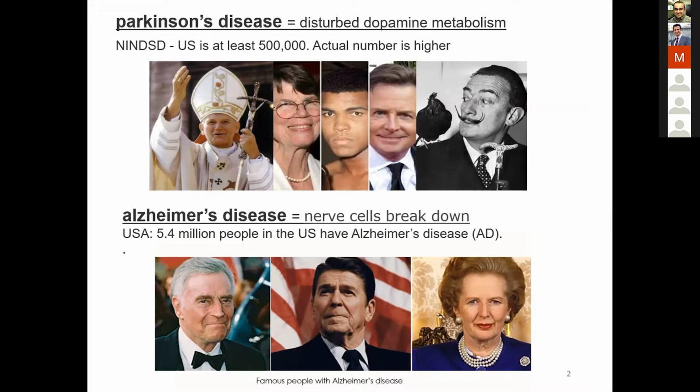So Parkinson's disease is one example that affects at least 500,000 people in the United States, which is related to an upset in the dopamine metabolism. Alzheimer's disease is associated with nerve cell breakdown, and it affects millions of people in the United States and around the world. So our goal is to help understand the causes of the diseases that affect cerebral metabolism and blood flow.